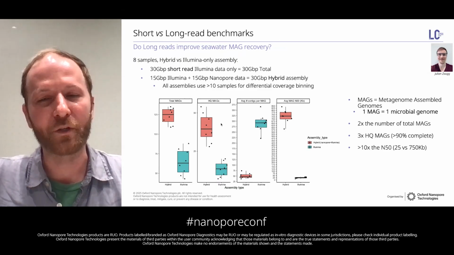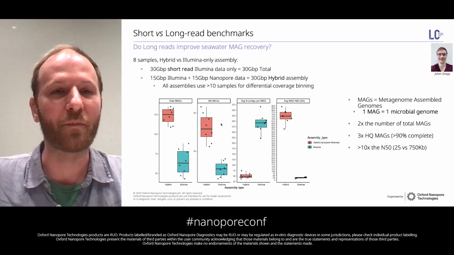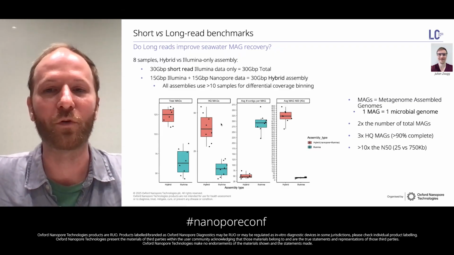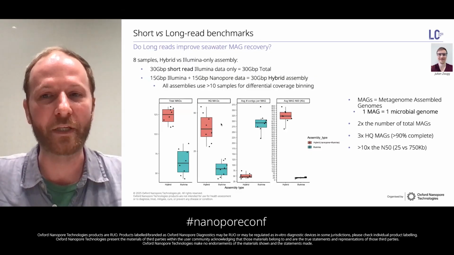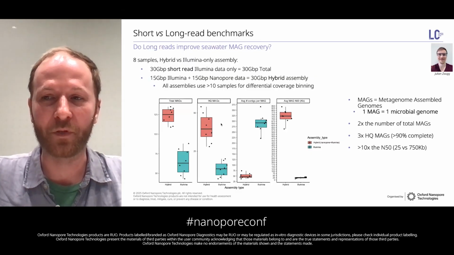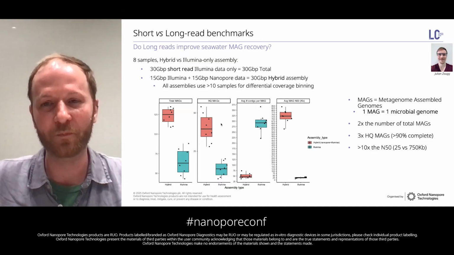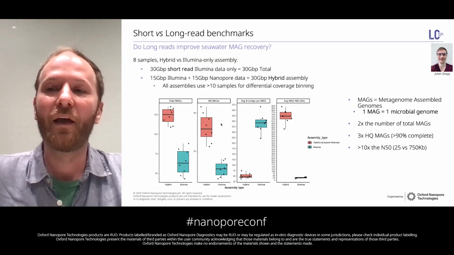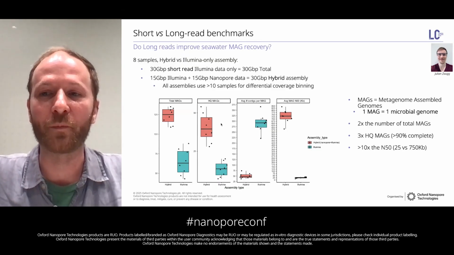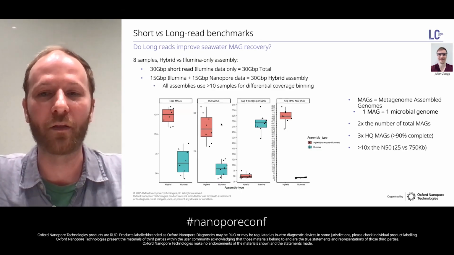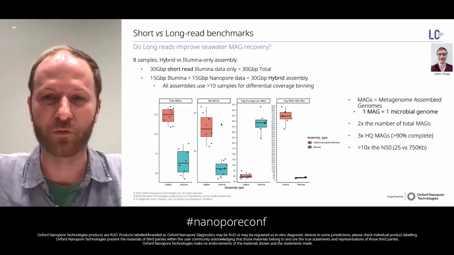So getting to the results, do we see an improvement using nanopore? What we did is we wanted to test this explicitly. We grabbed 8 samples and we generated what we call metagenome-assembled genomes, or MAGs, from, on the one hand, 30 gigabase pairs of Illumina-only data, and then we did another hybrid assembly with 15 gigabase pairs of Illumina data and 15 gigabase pairs of nanopore data that combined make 30 gigabase pairs. So what did the nanopore assemblies buy us? Well, we saw 2 times the number of MAGs, 3 times the number of high-quality MAGs, and the N50 of those MAGs went up by about 10 times.